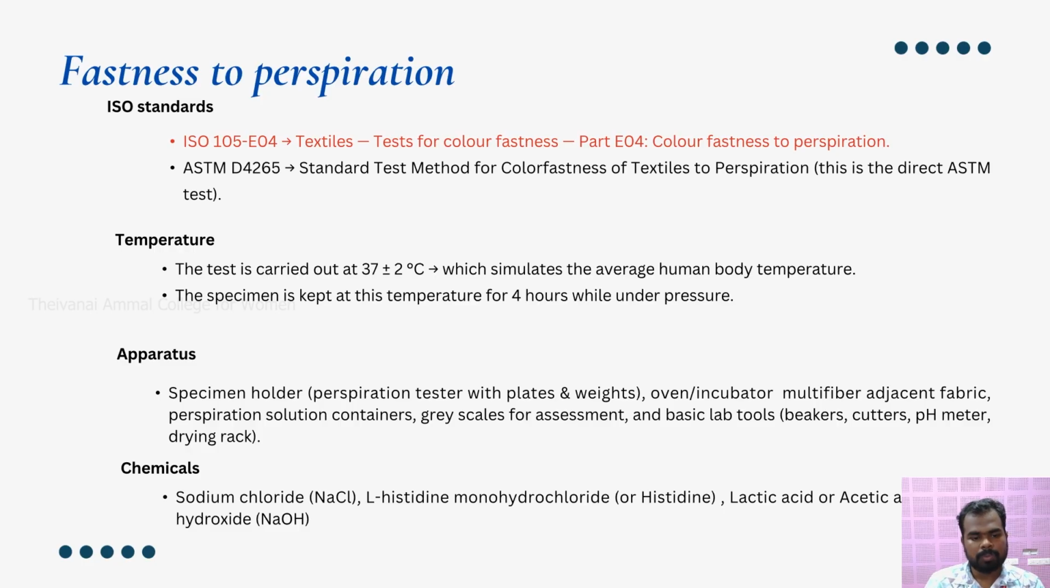The apparatus required are a specimen holder, oven or incubator, heat oven, multi-fiber fabrics, the solutions for the alkaline and acidic medium, and grayscale for assessment. Also we need basic tools like beakers, cutters, scales, markers, pH meters, drying racks, etc. And the chemicals: we need basic chemicals like sodium chloride (NaCl), L-histidine monochloride, lactic acid or acetic acid, and sodium hydroxide.